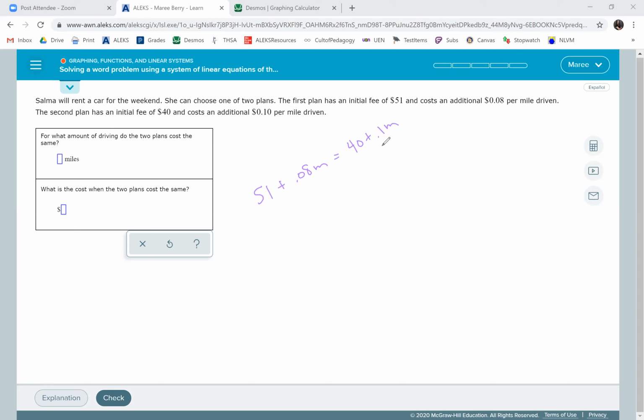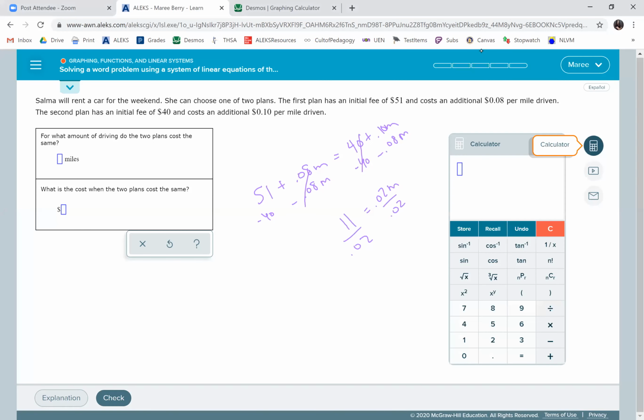So I'm gonna, let's see, this one is smaller. So I'm gonna subtract 0.08. And I'm gonna subtract 40. So boom, boom. Okay, good. So that's gonna be 0.02. And this is gonna be 11 divided by 0.02. 550. So for 550 miles, and then what will be the cost?